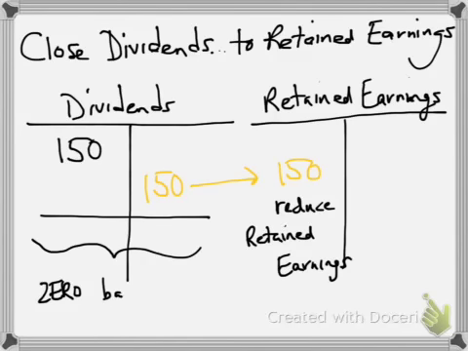Dividends have a debit balance. To close them, we record a credit. The corresponding closing entry debit is to retained earnings, thereby reducing retained earnings, and the dividends account ends with a 0 balance.